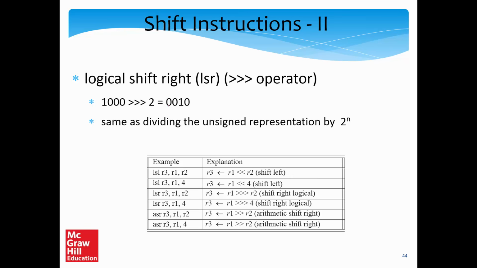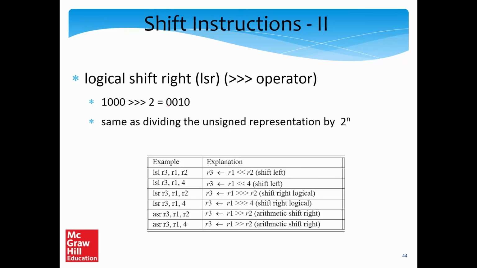So the food for thought question over here is: why don't we have an arithmetic shift left? Well, the reason is that the sign bit always gets overwritten by numbers from the left. So there is no meaning of an arithmetic shift left. You only have one shift left, but two shift rights.